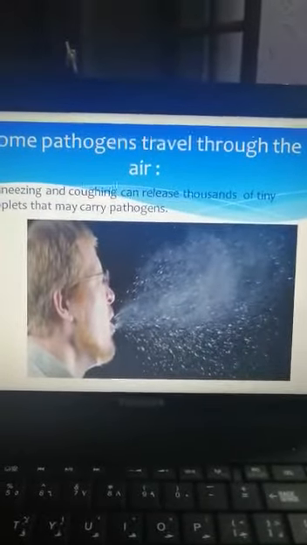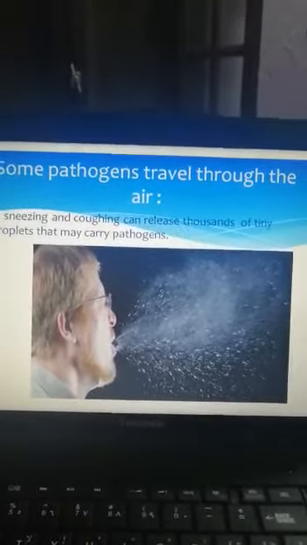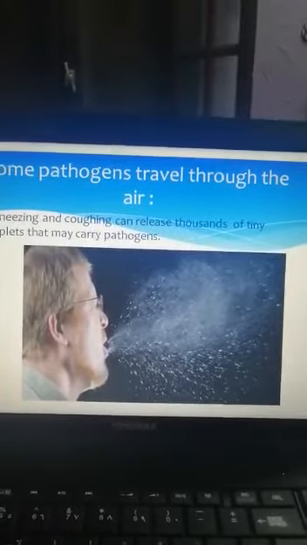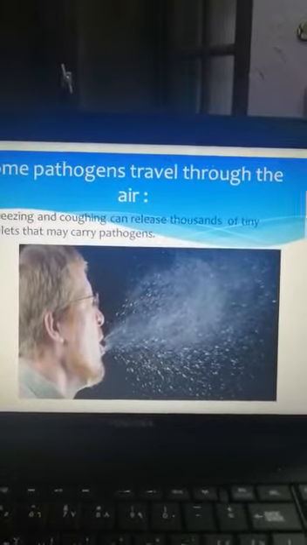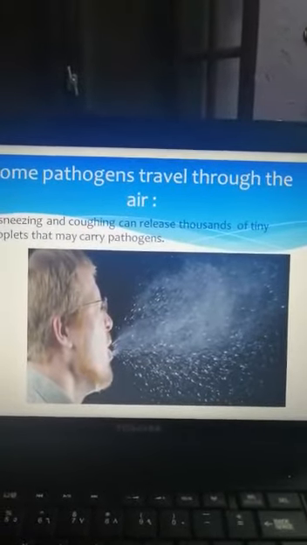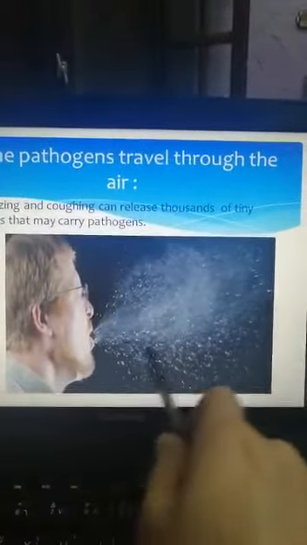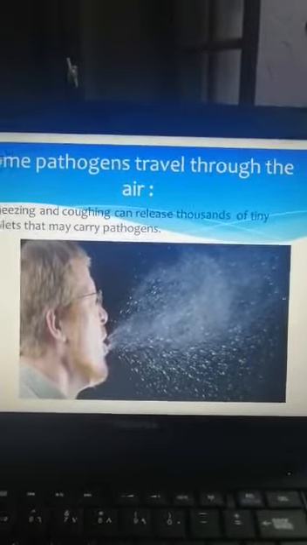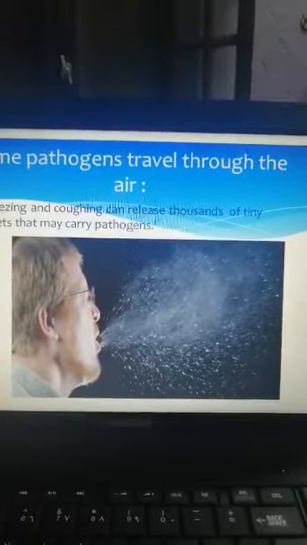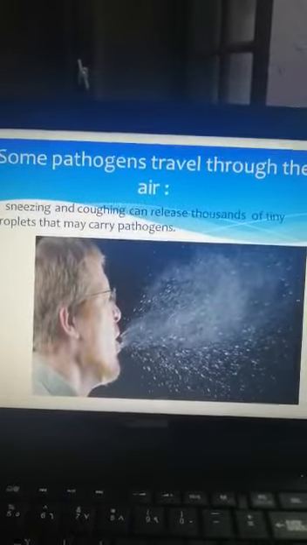Some pathogens travel through the air, like what? Like sneezing and coughing. Sneezing and coughing can release thousands of tiny droplets that may carry pathogens. Like this picture, this picture represents the small particles that may carry pathogens, which come from sneezing and coughing.